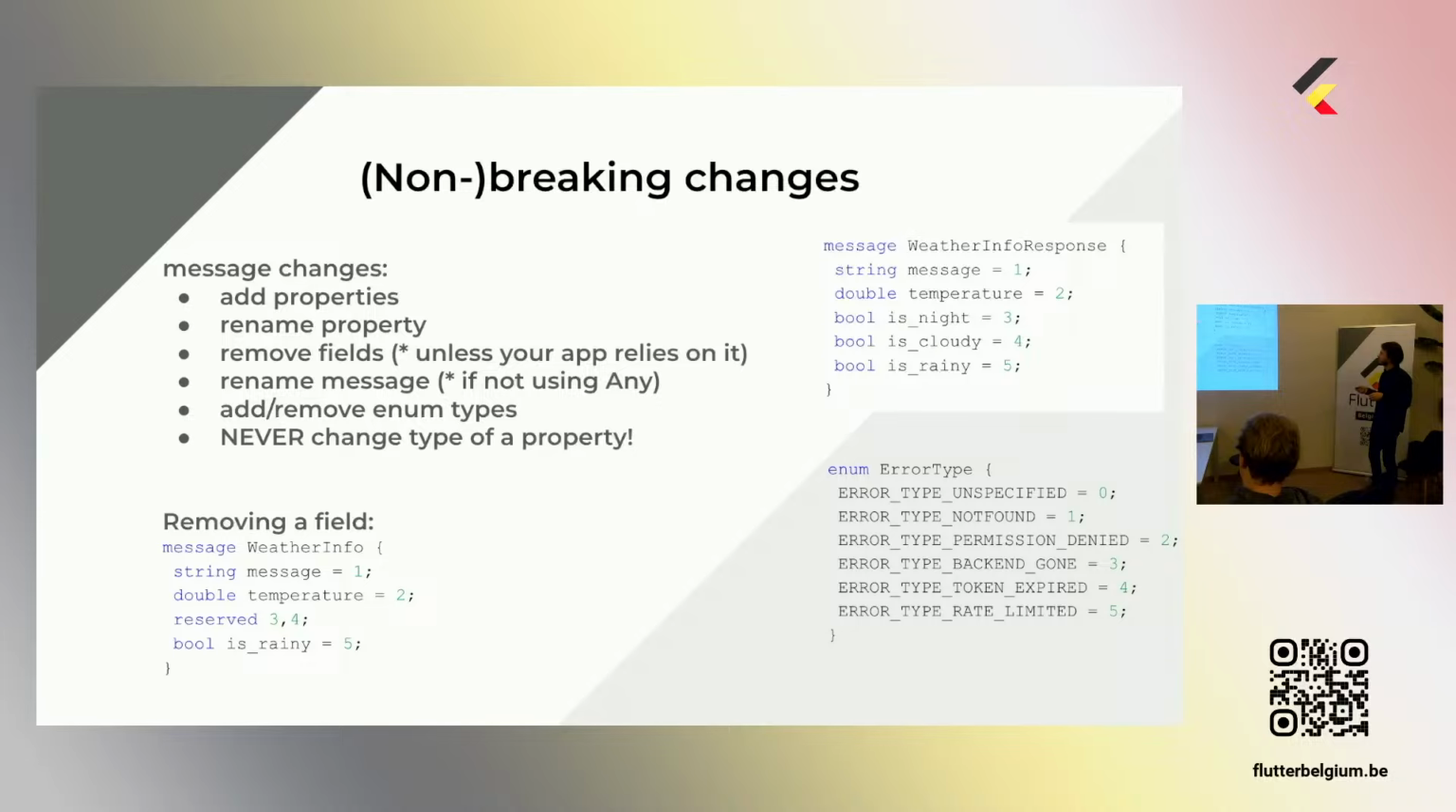What you can also do is removing fields, unless your code is not checking if there isn't a rainy boolean, otherwise it will crash, of course. You can rename even the message of your thing. Adding and removing types is the same way because it's also using numbers. But never ever change the type of a property. So if you change a string to a double, then the byte array will become corrupt and it will not work. It will crash.